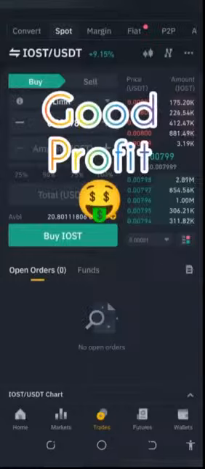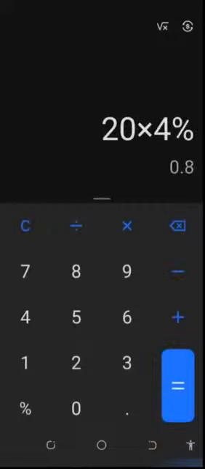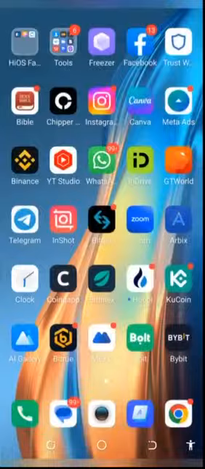This was what? Let's go check. Let's check what the profit is. The profit is, let's check it out, 20 times, that should be, is it 4%? Yeah, 4% gave us 80 cents. Beautiful. So that was a good one.